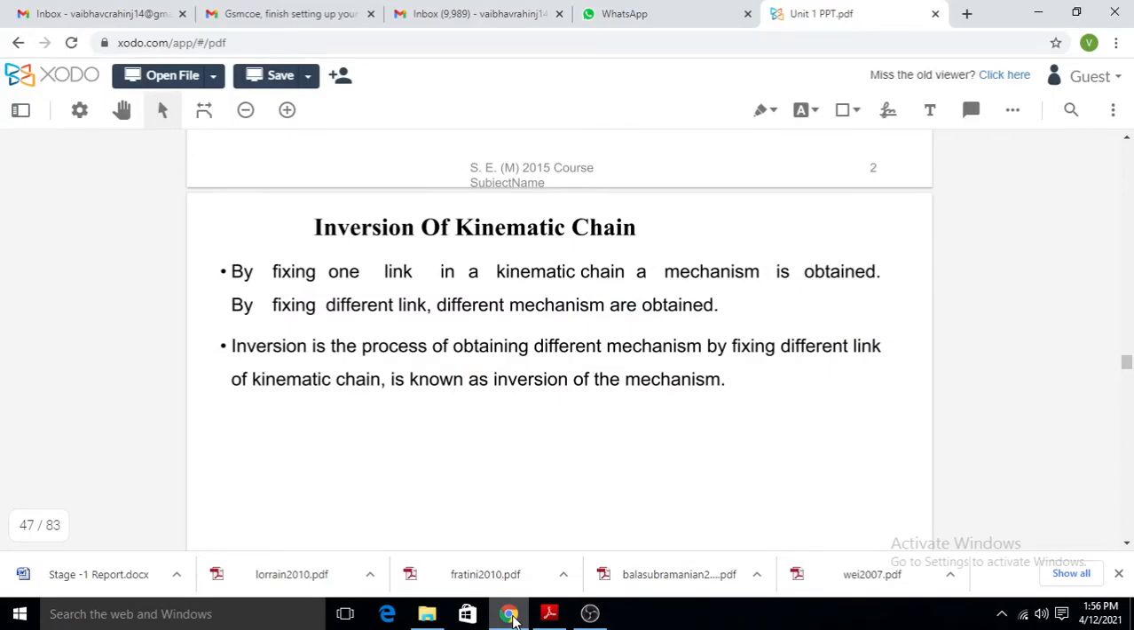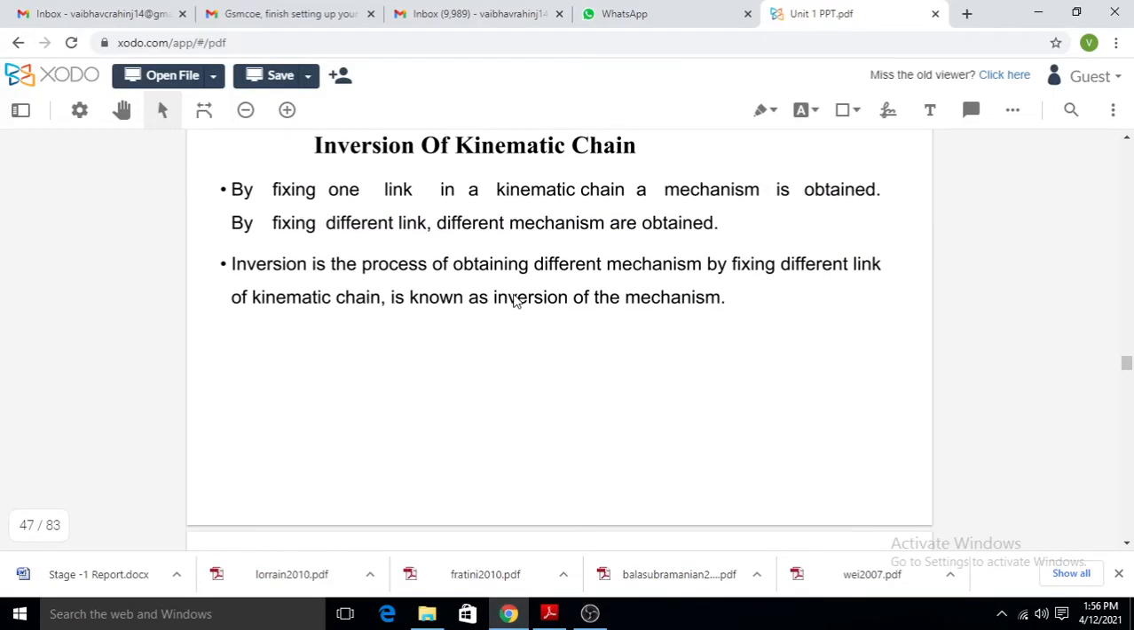Hello student, in today's session we will discuss the inversion of the kinematic chain. So what is the inversion of the kinematic chain? Here we have a statement that by fixing one link of the kinematic chain, a mechanism is obtained. By fixing different links, a different mechanism is obtained.